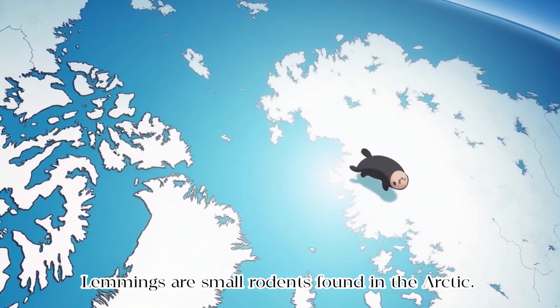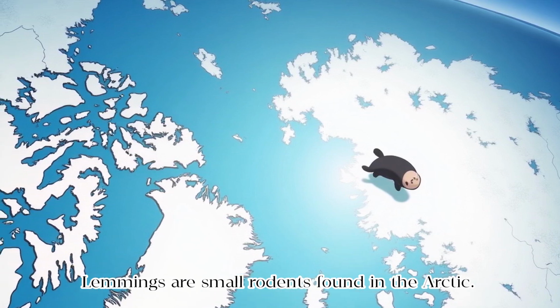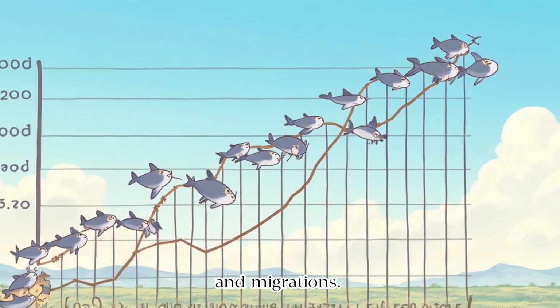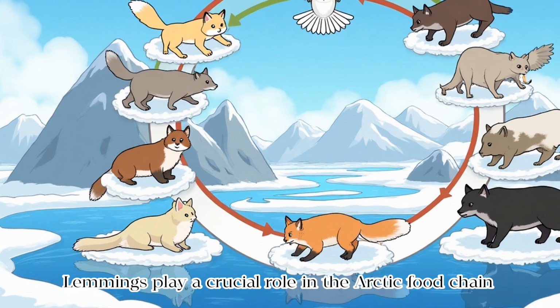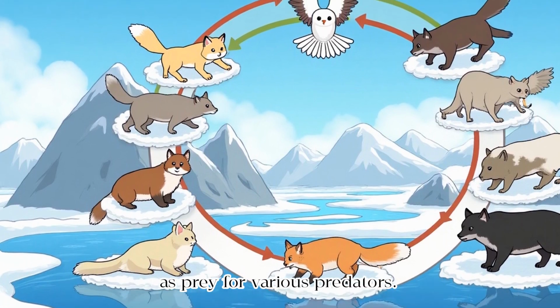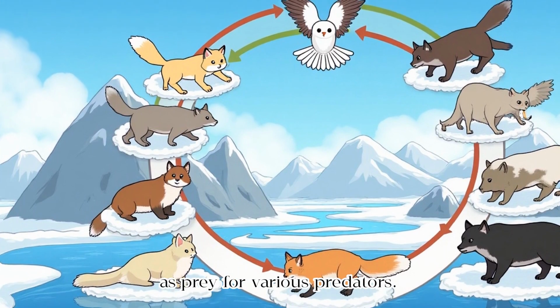Lemmings are small rodents found in the Arctic. Lemmings are known for their cyclical population booms and migrations. Lemmings play a crucial role in the Arctic food chain as prey for various predators.